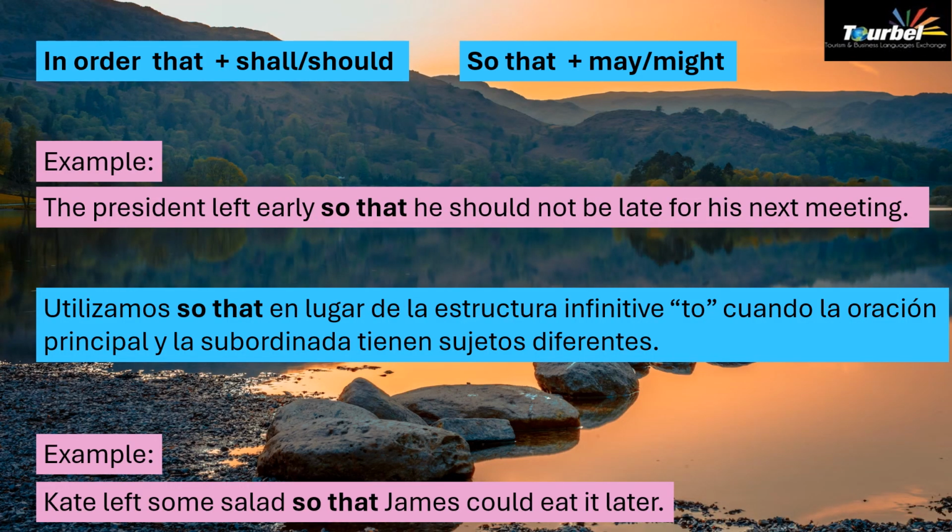More examples: so that plus may / might, in order that plus shall / should. The president left early so that he should not be late for his next meeting. We use so that rather than the infinitive structure when the main and the subordinate clause have different subjects. Kate left some salad so that James could eat it later.